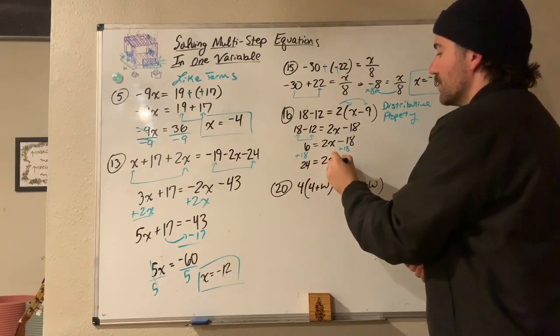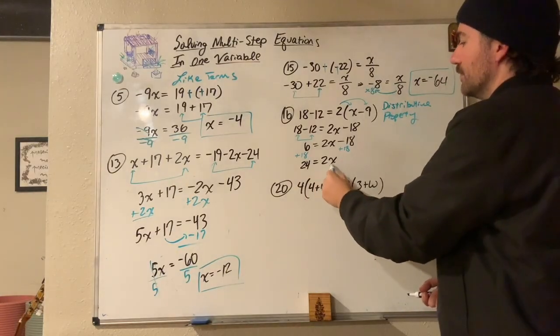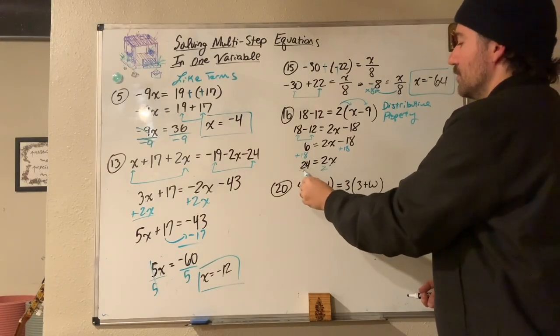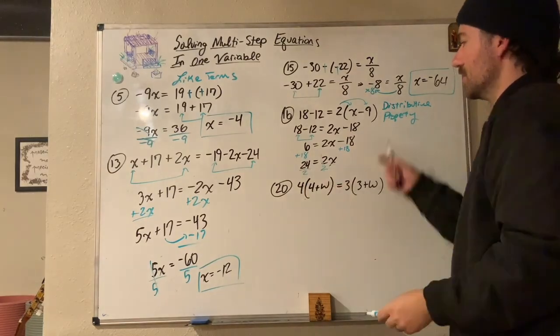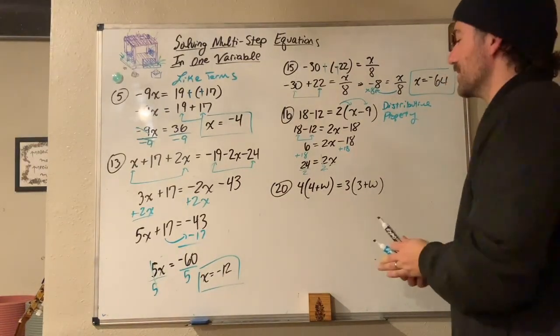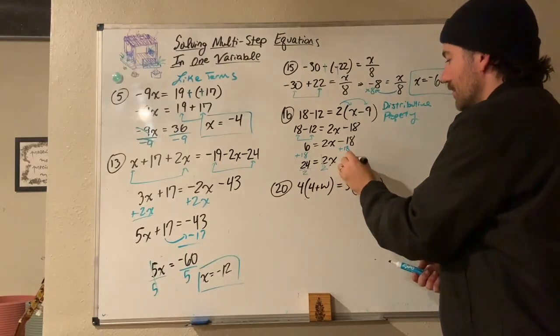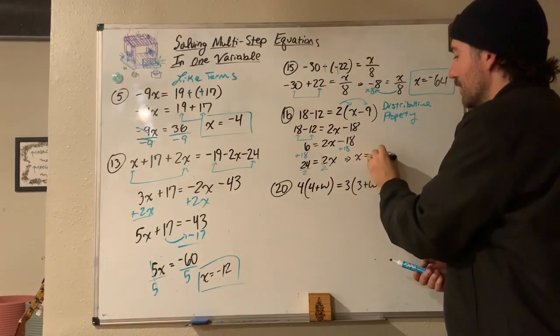So 24 equals 2x. And then we'll divide both sides by 2. So just little moves. Simplify it a little bit piece by piece, trying to clear things up, move things to the other side. 24 divided by 2 is a positive 12. So I'll say x equals 12.